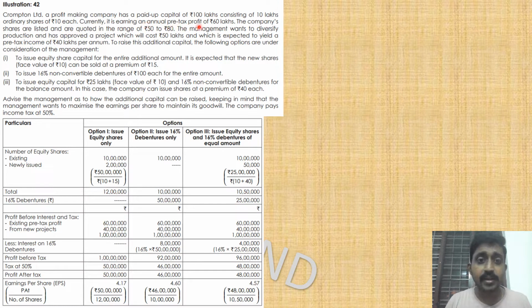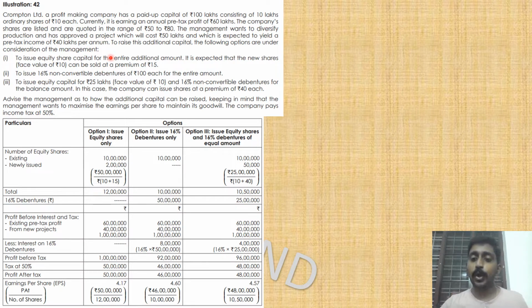Currently the company is earning a pre-tax profit of 60 lakhs. The company's shares are listed and quoted in the price range of 50 to 80, which is the market price of the share. The management wants to diversify the production and approved a project which will cost 50 lakhs. They need 50 lakhs of money for it, and it is expected to yield a pre-tax income of 40 lakhs per annum. Already the company is earning 60 lakhs.